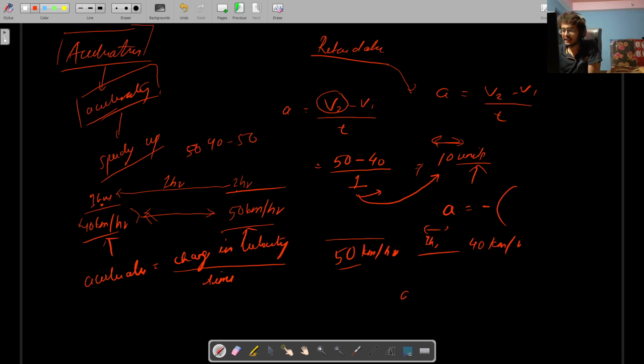So now my retardation is the same formula, v2 minus v1 divided by total time. So what is v2 in this case? Final velocity. What is your final velocity? Correct. So v2 is 40. So v2 is basically final velocity, and v1 is initial velocity. So what is your initial velocity?